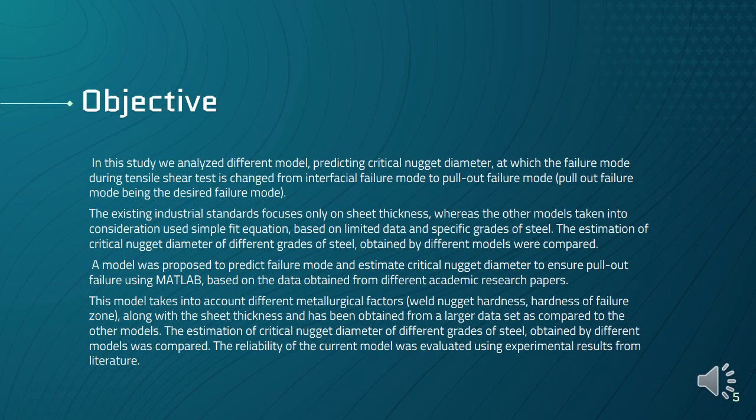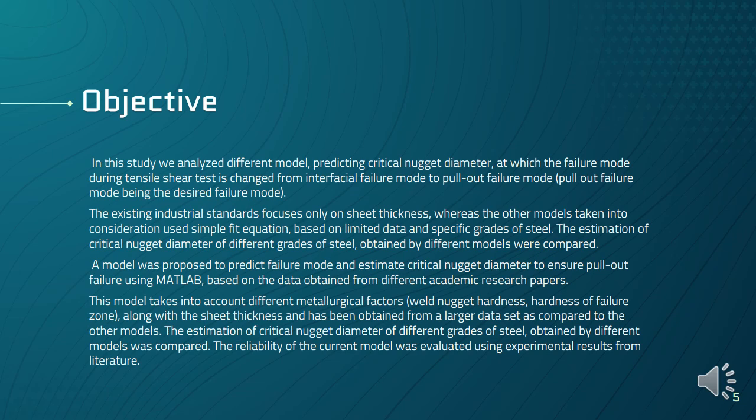In this study, we analyzed different models predicting critical nugget diameter. Critical nugget diameter is the diameter at which failure mode changes from interfacial mode to pull-out mode. We compared the estimated critical nugget diameter of different grades of steel obtained from different models. The existing industrial standards focus only on sheet thickness, whereas the other models taken into consideration used a simple fit equation based on limited data of specific grades of steel.